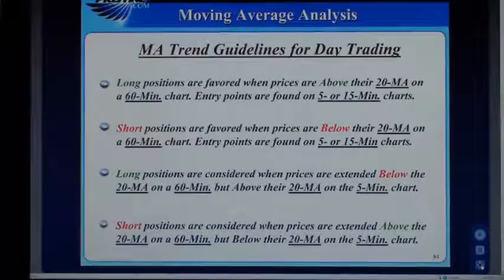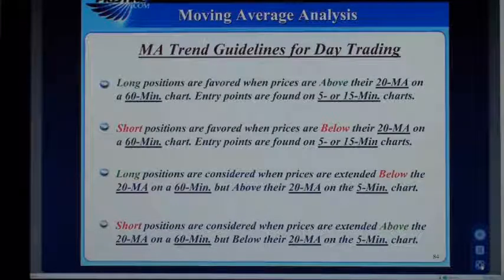Now, when prices are extended below their 20 MA on the 60-minute chart, we'll look for long positions only at a time when prices have moved above their 20 MA on the 5-minute chart. In other words, we're looking for climactic type buy setups on the 60-minute chart. The longer time frame has gotten extended away from price resistance, but we're waiting for a time where we have seen stabilization on the time frame that we're trading in, the 5-minute, and we're using the 20 MA as a guide to that stabilization.